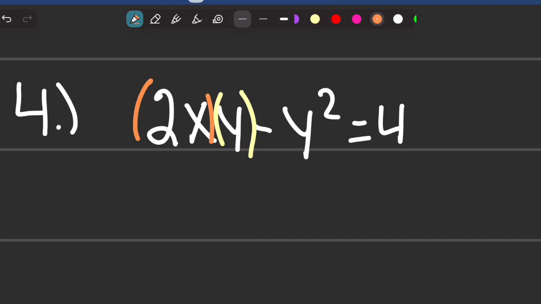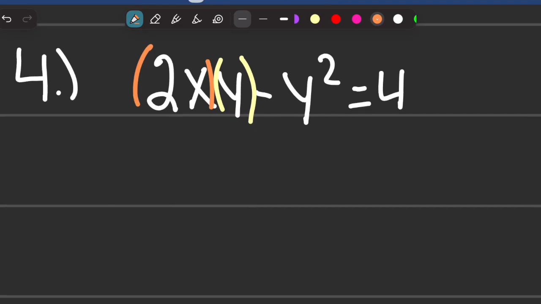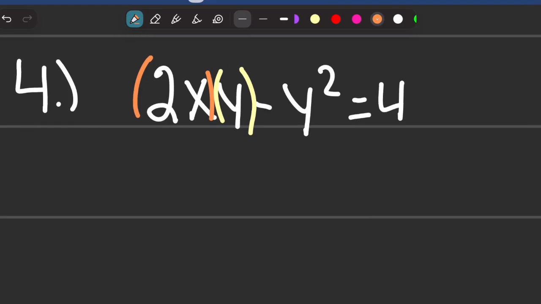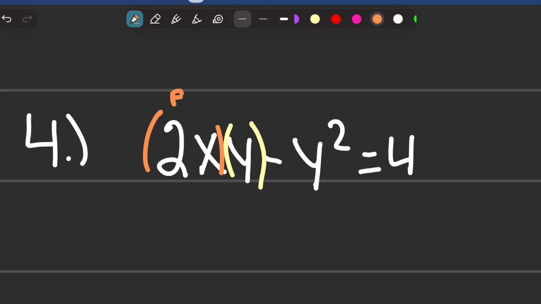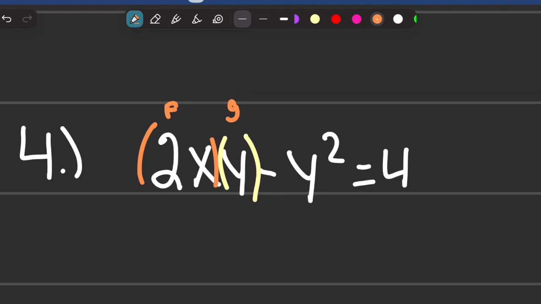These are two separate terms that are being multiplied together. So which property or rule, I should say, are we going to apply here when finding the derivative? It's going to be the product rule because these two are being multiplied together, right? We can say this is our f and this is our g, and this is product rule.